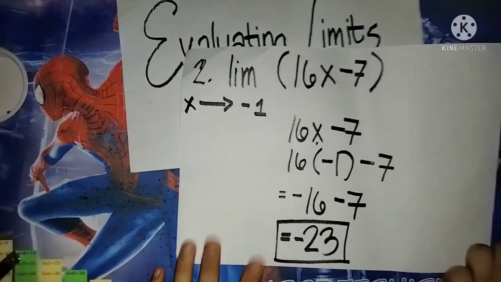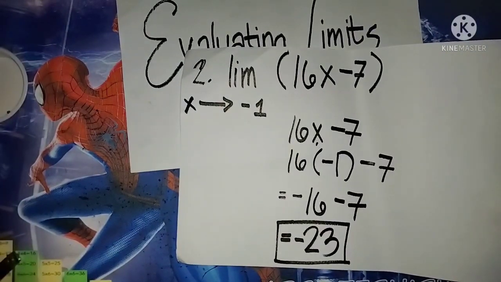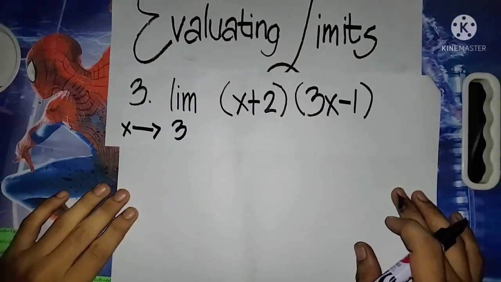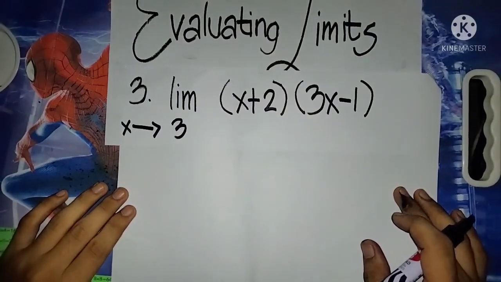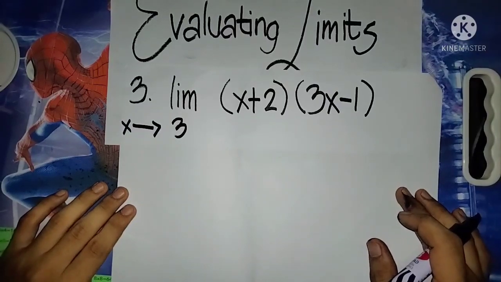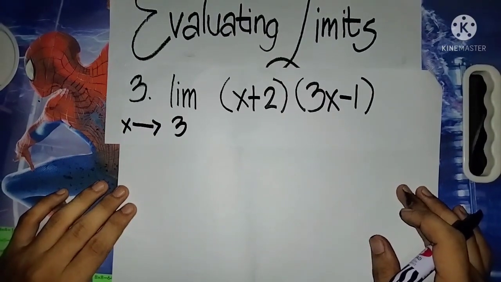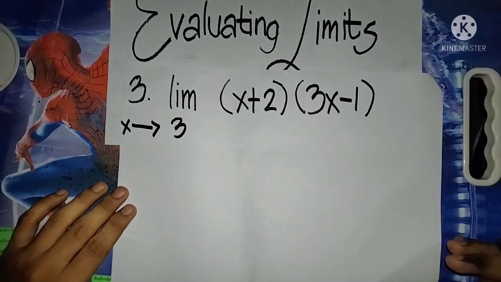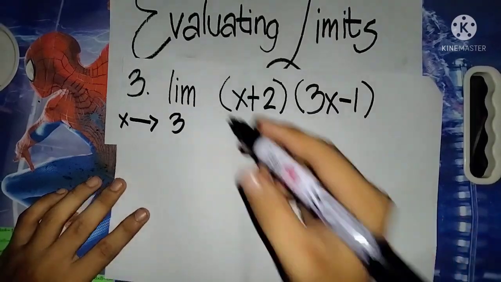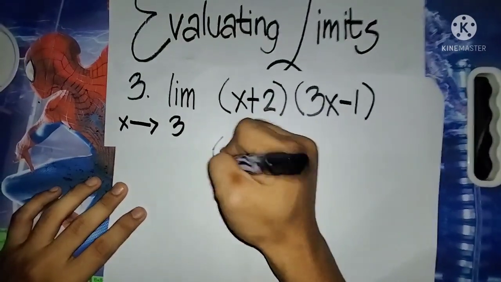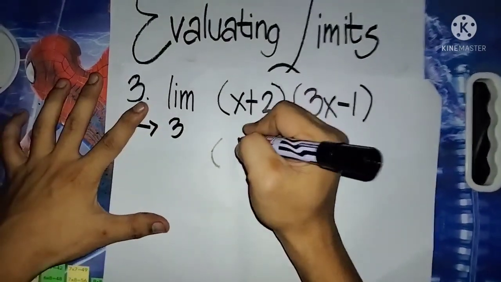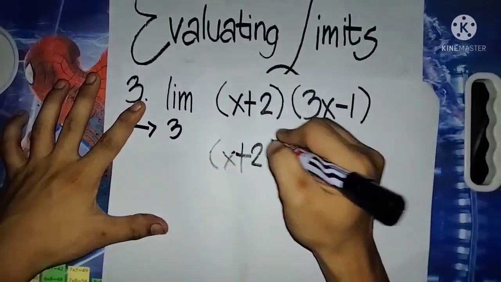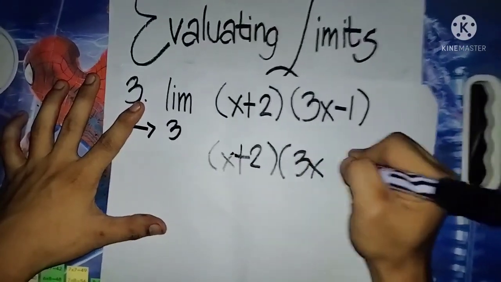Okay, so let's have another example. We have example number 3, which is the limit of x plus 2, the quantity of 3x minus 1, as x approaches 3. So we have x plus 2 and 3x minus 1.